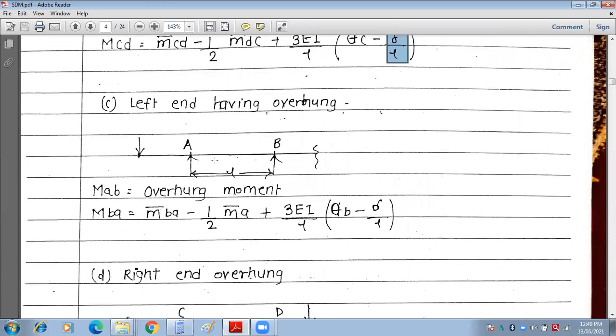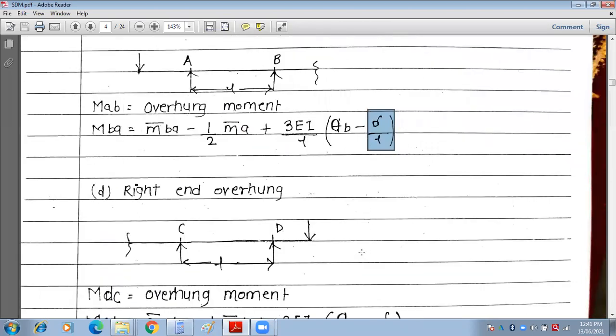Now the next condition, left end having the overhang. For this case, moment AB is equal to overhang moment, and for the BA moment, fixed end moment BA minus 1 half moment at A, and this moment at A is nothing but your overhang moment, 1 half of this MA plus 3 EI upon L into bracket theta B minus delta upon L. Again this term is 0 if the sinking is not provided.